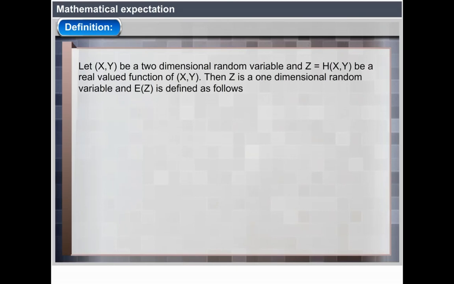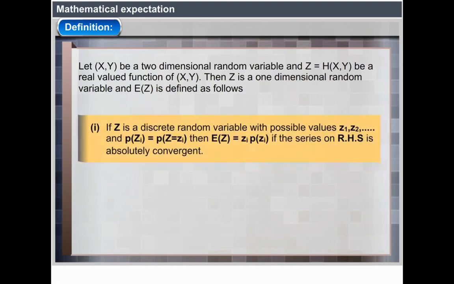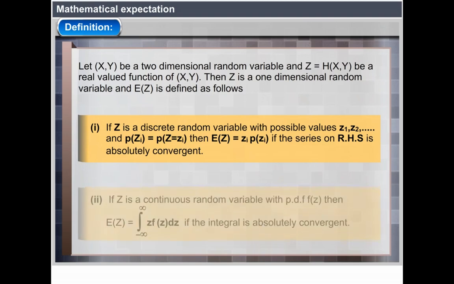Definition. Let (X, Y) be a two-dimensional random variable and Z = h(X, Y) be a real valued function of X and Y. Then Z is a one-dimensional random variable and expectation of Z is defined as follows. Subdivision 1. If Z is a discrete random variable with possible values z1, z2, etc. and P(Z = zi) = p(zi), then expectation of Z equals summation i equal to 1 to infinity zi into p(zi), if the series on the right hand side is absolutely convergent.